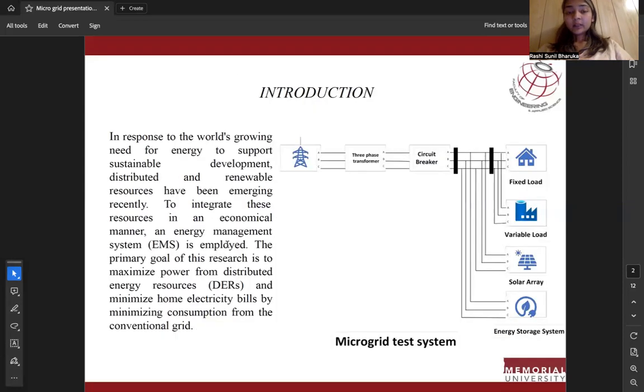In this figure, this is the utility grid, where the optimization technique is applied, and this is an example of a three-phase transformer circuit breaker. The distributed energy resources are connected to a fixed load, a variable load, a solar array, and an energy storage system. This is the microgrid test system.